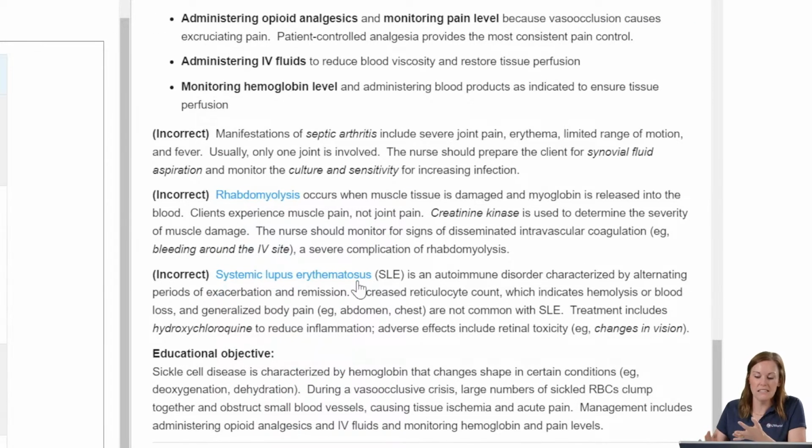And then lupus is going to be our autoimmune disorder. Again, we typically aren't going to see localized pain with that. We would see more generalized pain with lupus. And for that, we're going to be giving immunosuppressants to reduce the attack our body is having on itself. So that is that.